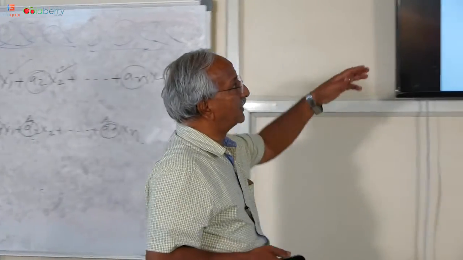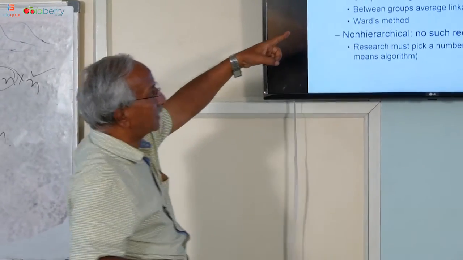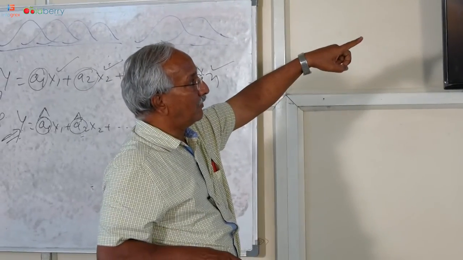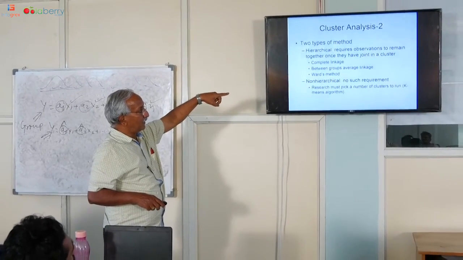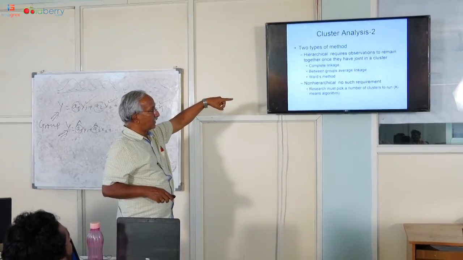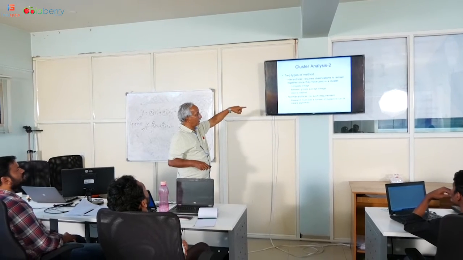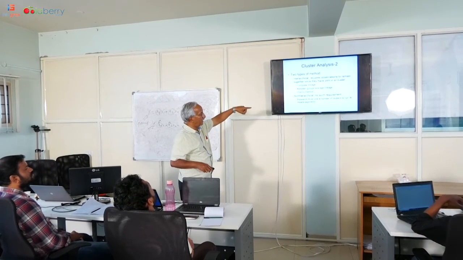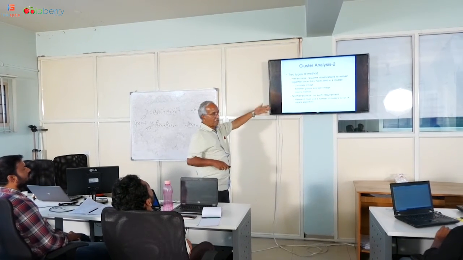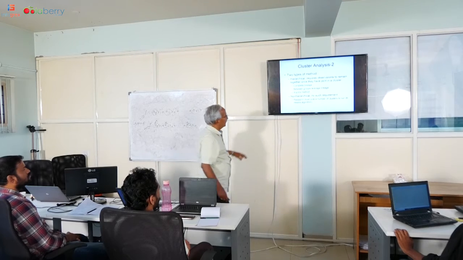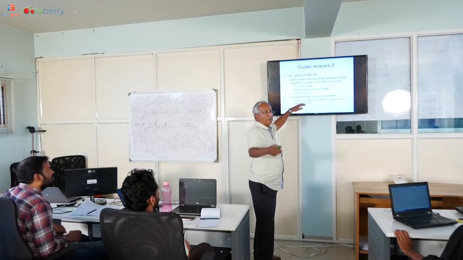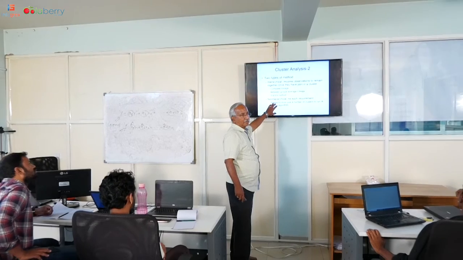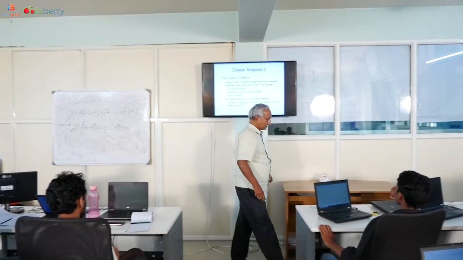There are two types of methods. Hierarchical requires observations to remain together once they have joined in a cluster: complete linkage between groups, average linkage, and Ward's method. Non-hierarchical has no such requirement; the researcher must pick a number of clusters to begin with. That is the K-means algorithm. Normally we use the second one. In a clustering problem, people will only use the K-means algorithm.